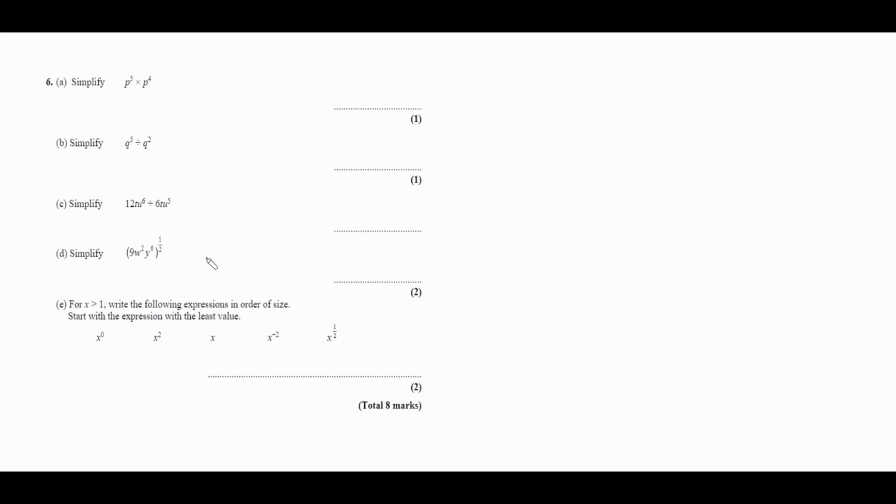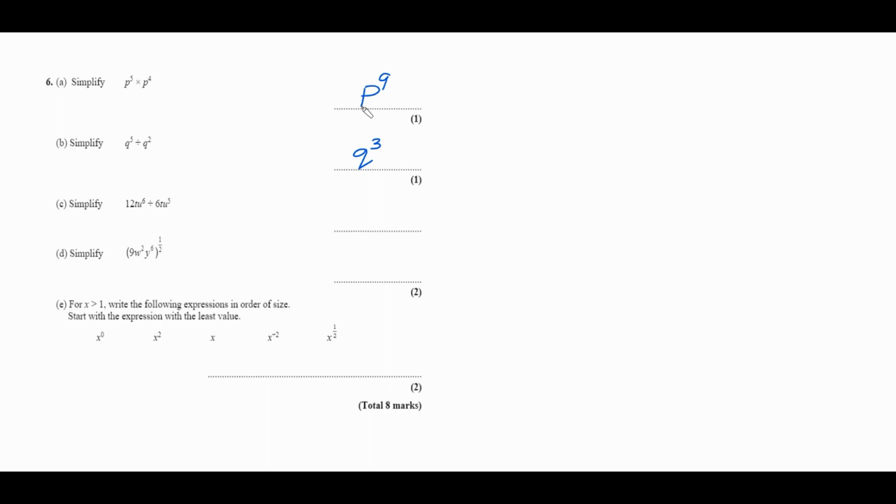Question number 6. Simplify p to the power 5 times p to the power 4. The bases are same, p and p. So 5 plus 4 is 9. So the answer is p to the power 9. Simplify q to the power 5 divided by q to the power 2. Now bases are same. When dividing, the powers need to be subtracted. So q to the power 5 take away 2 is 3.